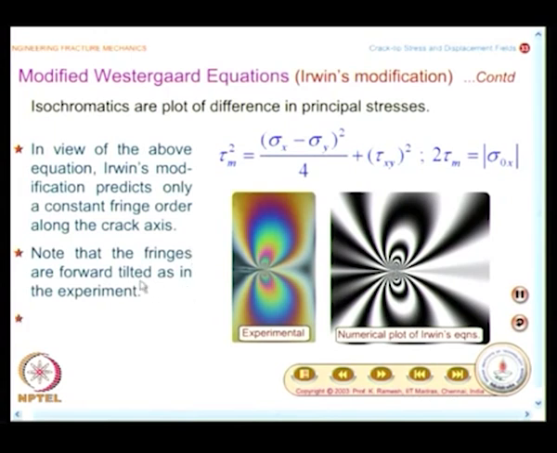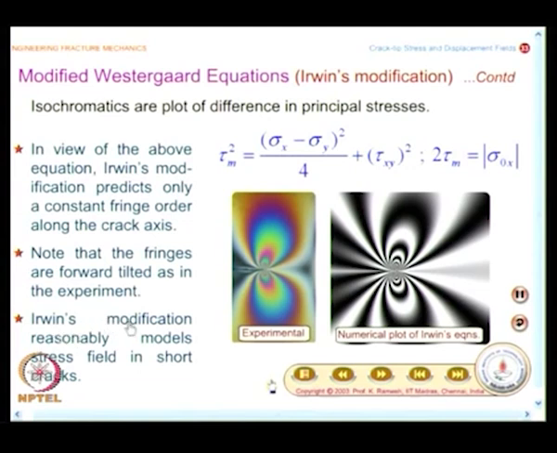So, as I had mentioned, the fringes are forward tilted as in the experiment, and you can say Irwin's modification reasonably models stress field in short cracks. So, that is a comfort. So, the Westergaard solution was useful, we were able to get the stress field. We have looked at only the first term. In fact, you should look at this as a series of terms, and people attempted.